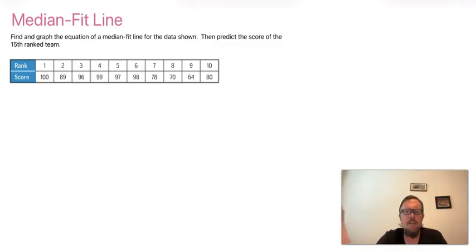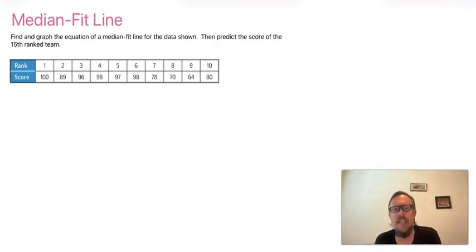So the advantage of a median fit line is that if you have something that's called an outlier, meaning you have a really, really extreme point, a point that's extremely high or extremely low, a median fit line ignores those points. So it's resistant to outliers.